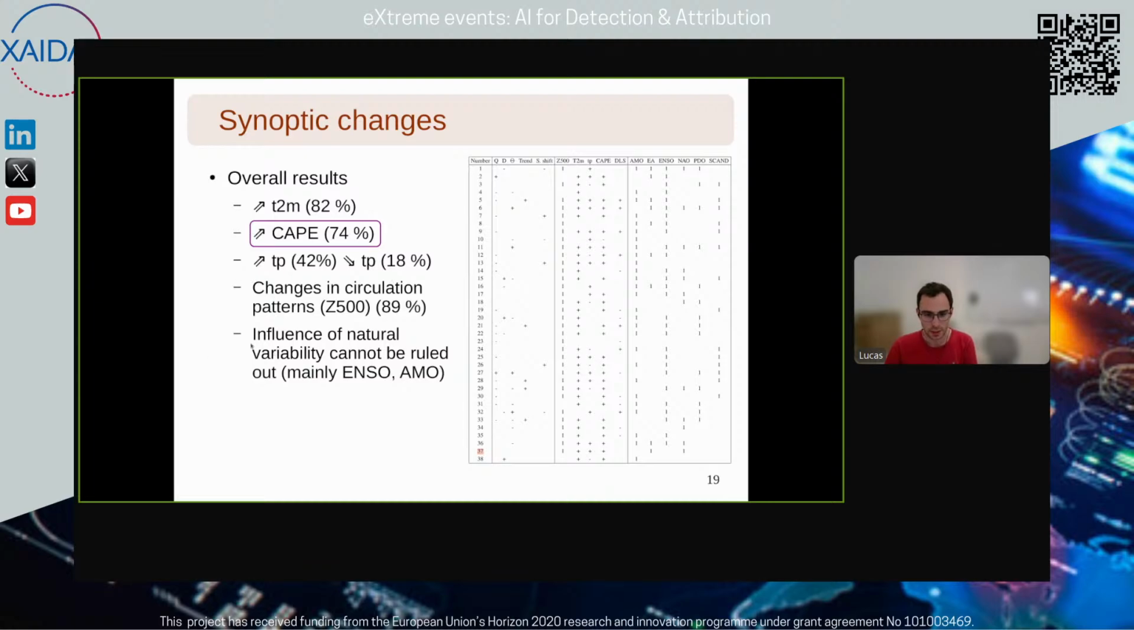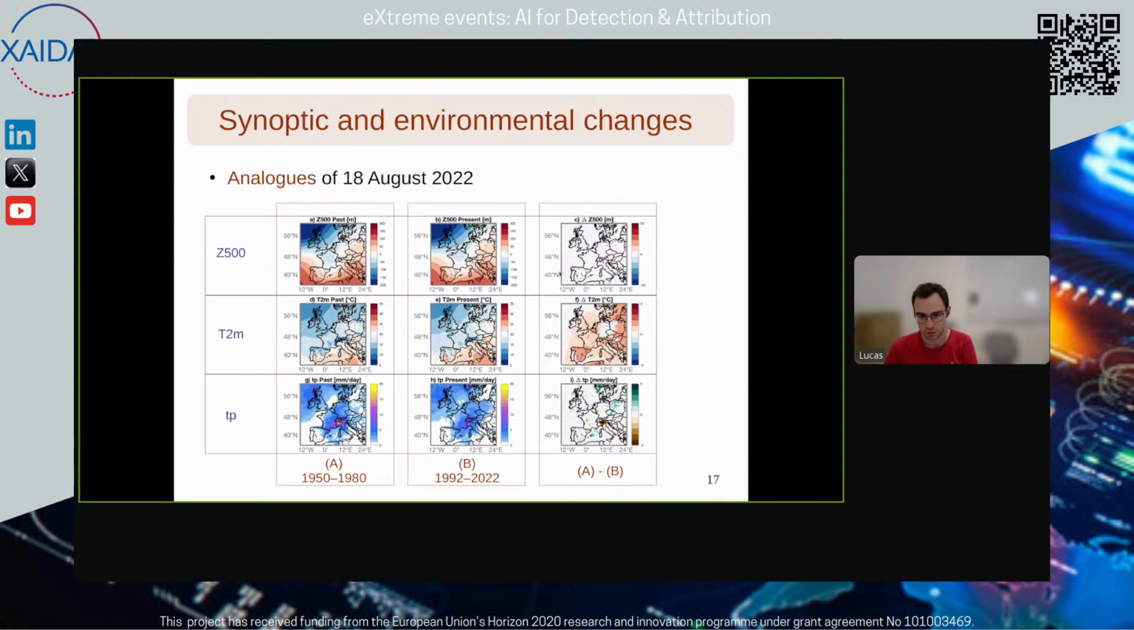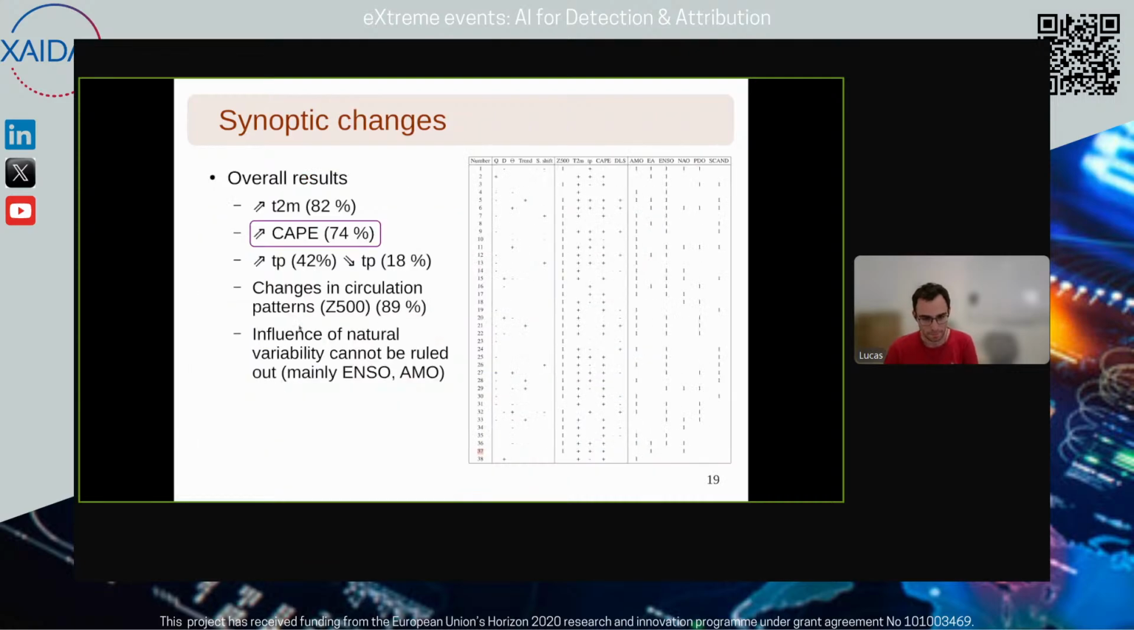What is also striking is that we observe changes in circulation patterns in most of the cases. In the map I showed you, we had no change in the circulation as encoded in the geopotential height. However, for several events, we observe shifts in the circulation pattern. Maybe this is due to the large window, the large geographical region we focused on, because it encompasses most of Europe. But that makes any conclusions on the role of climate change a bit difficult to make.